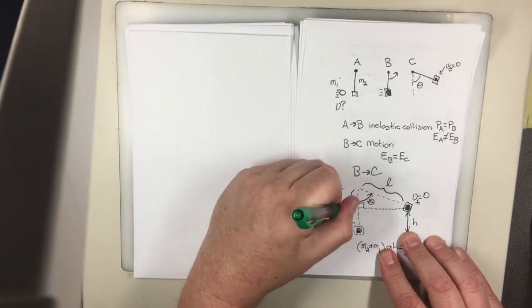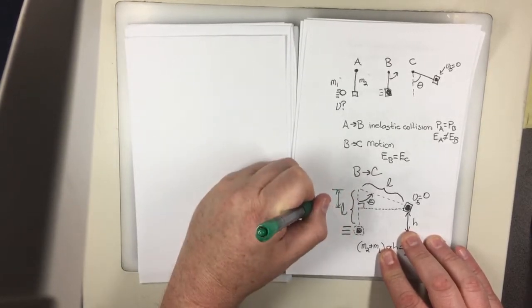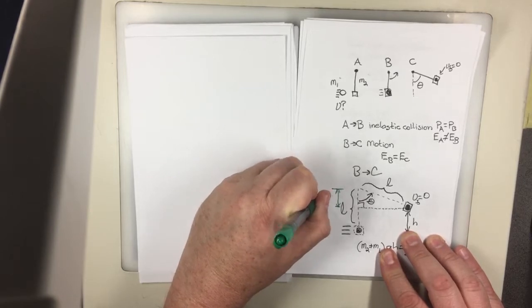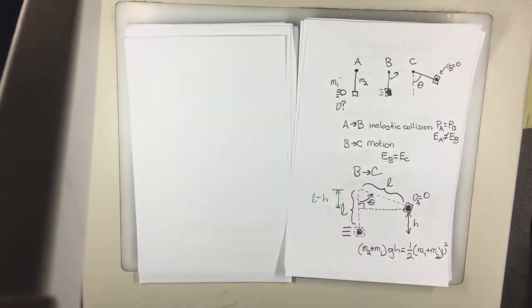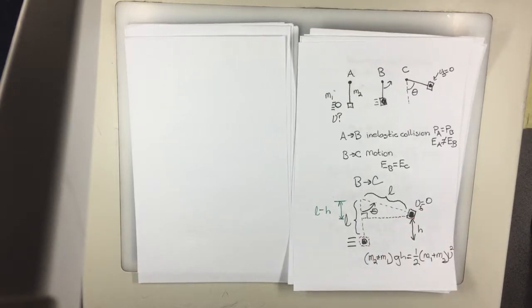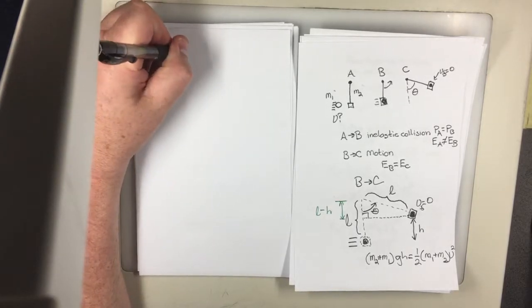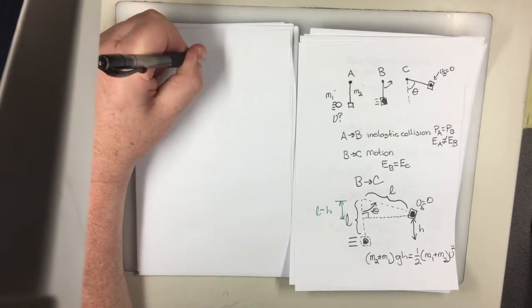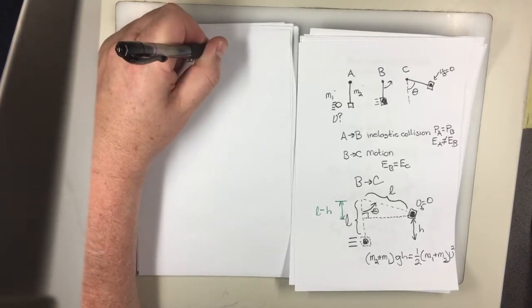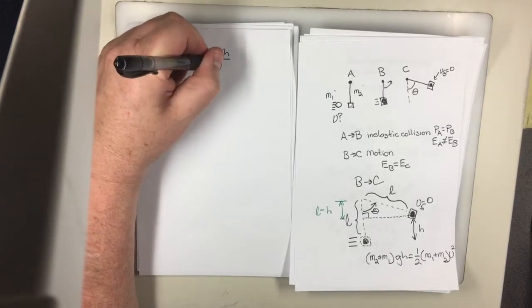Which means that this length here is L minus H, because that length H is still that length H. And so this length here is L minus H. Now what do we know? We've got an angle. Let's solve for theta. If we have cosine theta is the adjacent side, L minus H, over the hypotenuse, which is L.